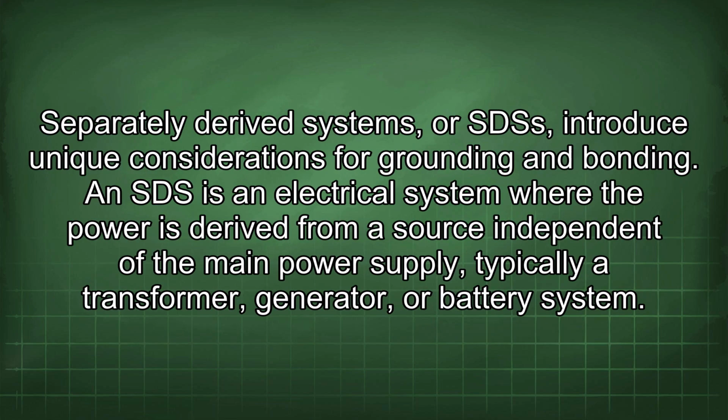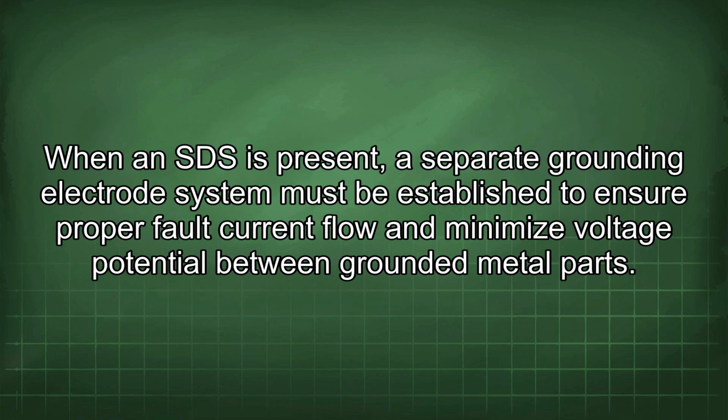Separately derived systems, or SDSs, introduce unique considerations for grounding and bonding. An SDS is an electrical system where the power is derived from a source independent of the main power supply, typically a transformer, generator, or battery system. When an SDS is present, a separate grounding electrode system must be established to ensure proper fault current flow and minimize voltage potential between grounded metal parts.